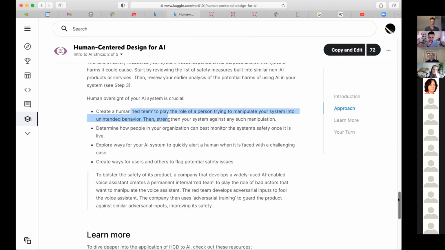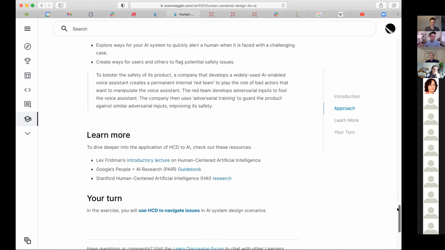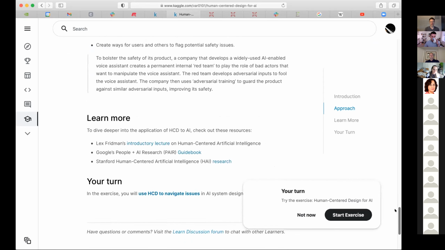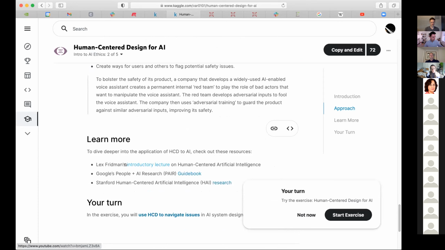And that's the end of these 6 human-centered design bullet points. There are a number of links at the bottom: an introductory lecture on Lex Friedman's course, Google's guidebook, and some human-centered research at Stanford.